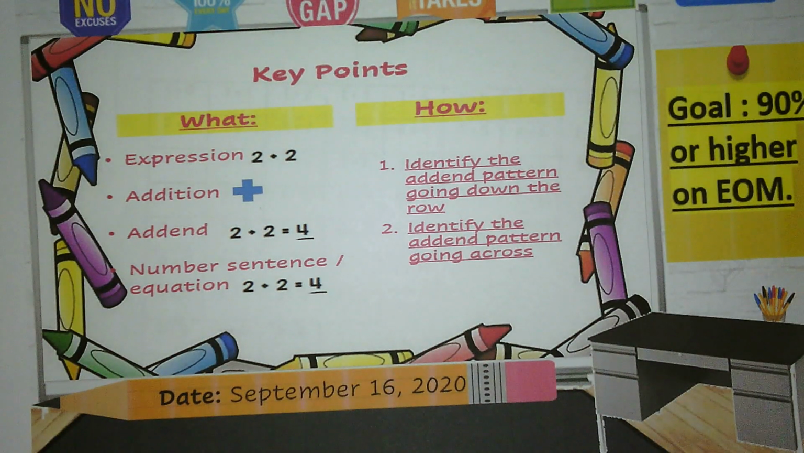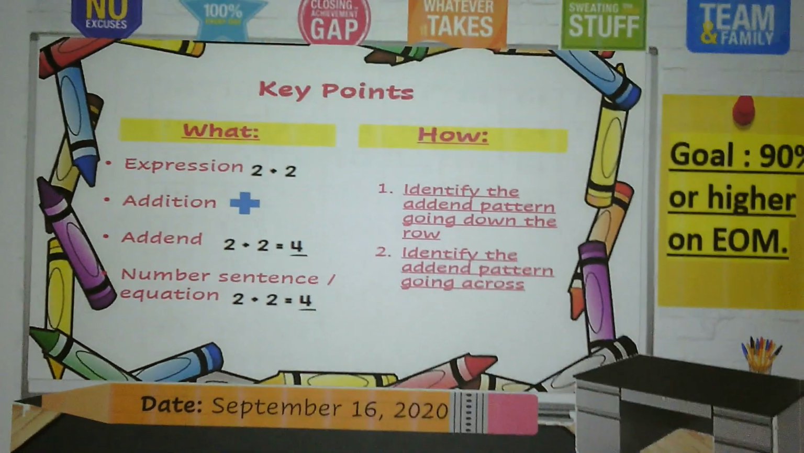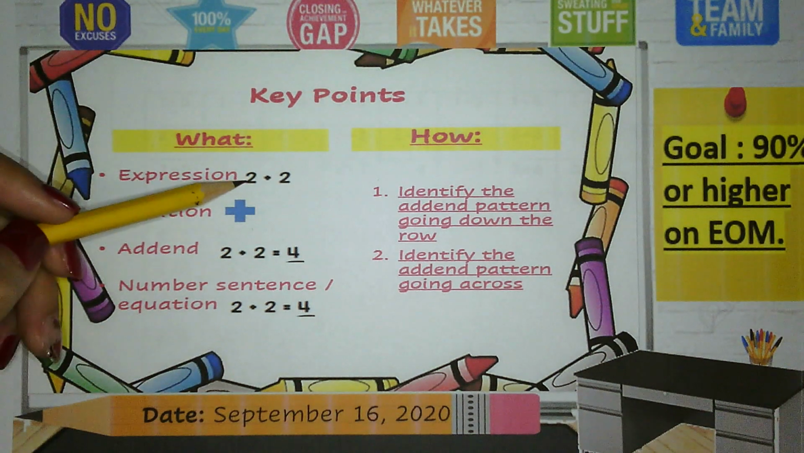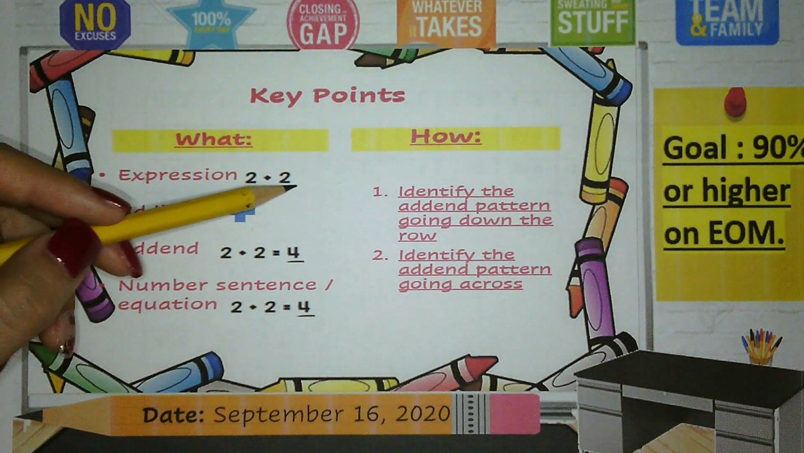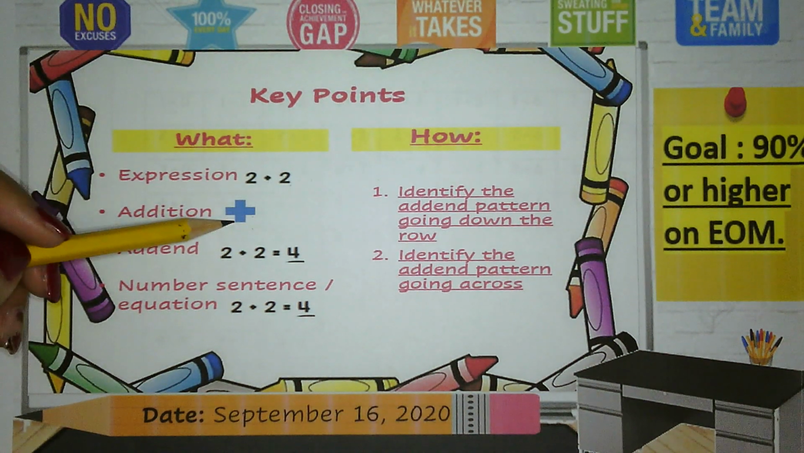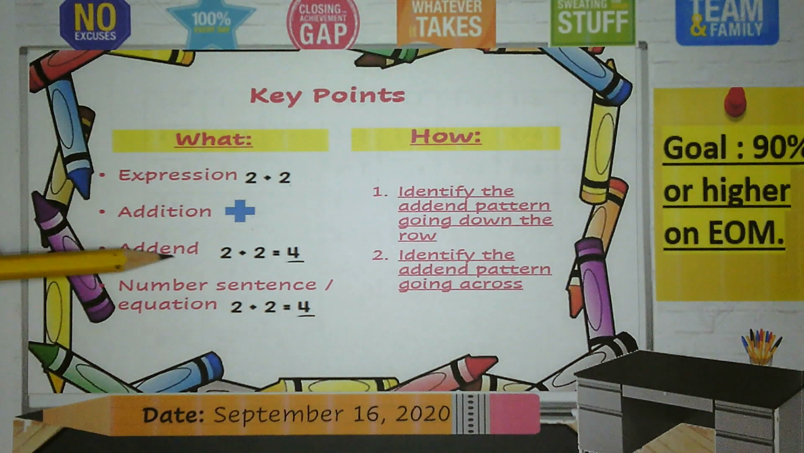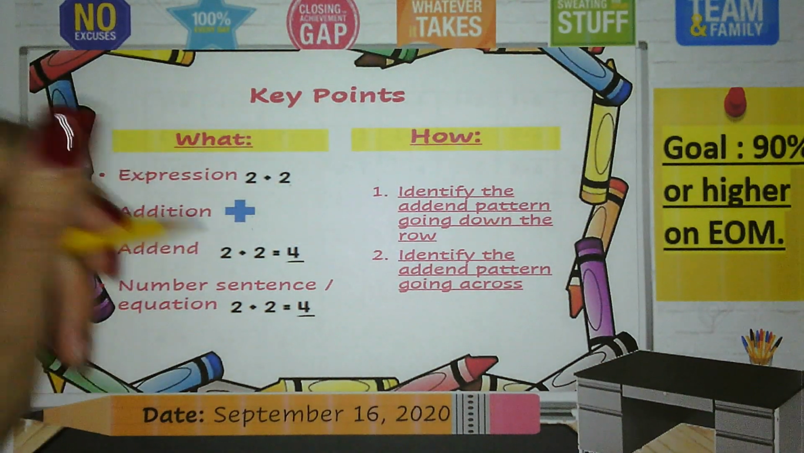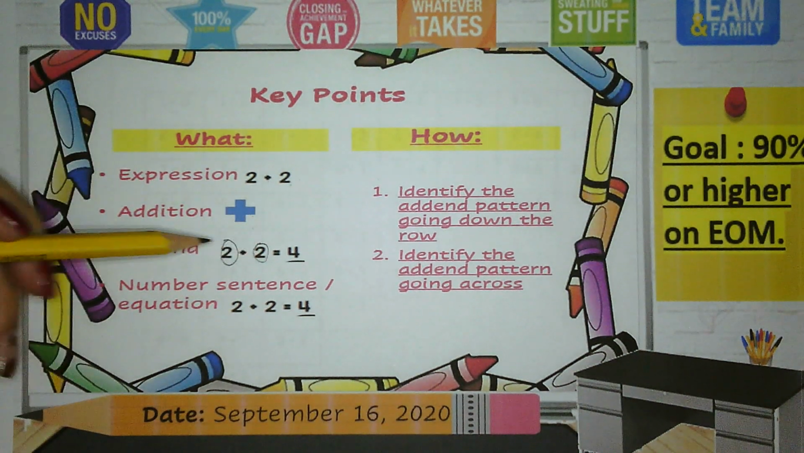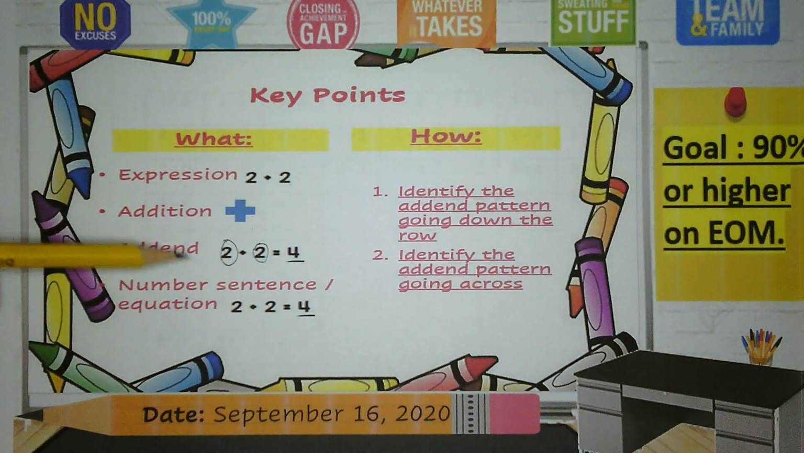Next is our key points. What do we need to know in order to be successful? Well, what an expression is, right? And 2 plus 2 is an expression because it has no equals and no total. Addition is another word for plus, so I put a plus symbol. Addend is our new math vocabulary word, and this just means another word for part. So in an equation, 2 is an addend, and this other part is also an addend. That's what we call numbers that we add together in an equation.